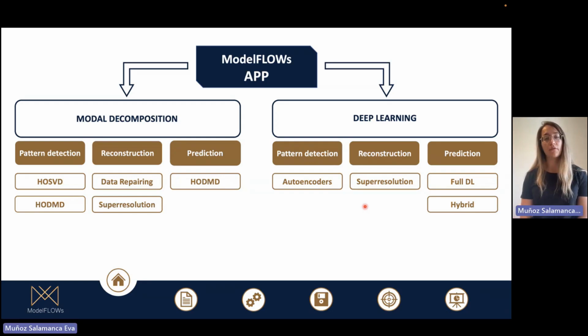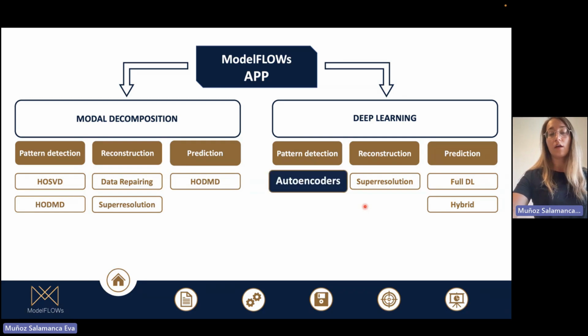I'm a PhD student at the Université Libre de Bruxelles, and I would like to introduce today a part of the ModelFLOWs app, which is inside the deep learning framework for pattern detection, using autoencoders for pattern detection.